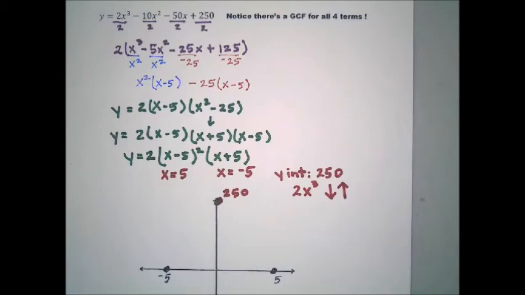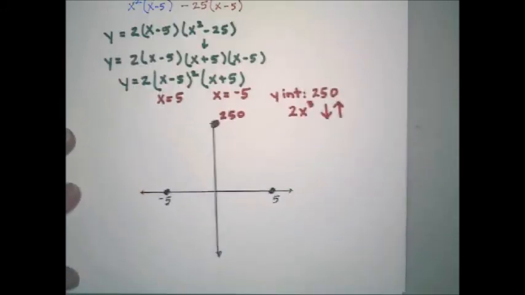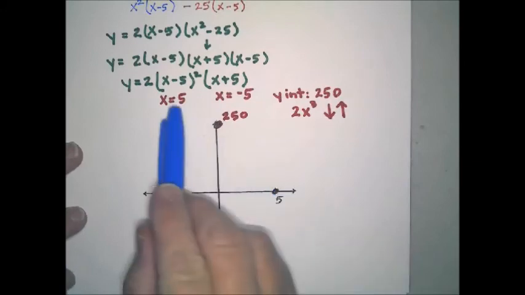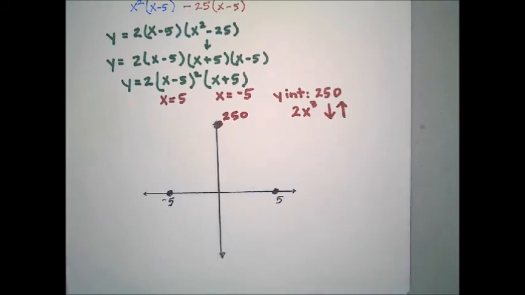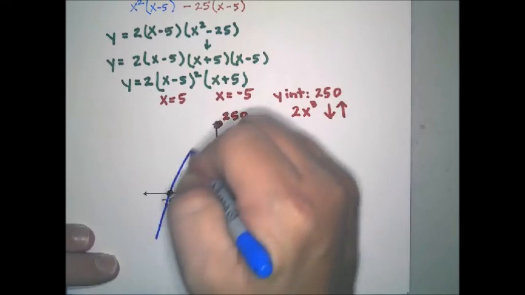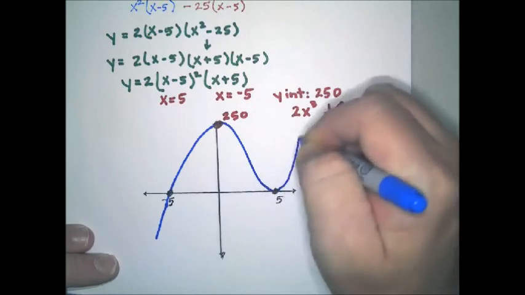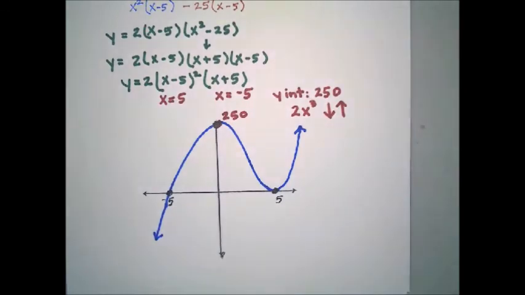Now, with all that information, I should be able to graph this. I'm going to start low. I'm going to pass through -5 on my way up to 250. I'm going to turn around. I'm going to come down and hit +5, but when I hit +5, since it was a multiplicity 2, I'm going to bounce off and go back up, and that's going to create my low to high. So, let's start low. Come up to 250. Turn back around. Hit 5, and go back up. And there is a representation of that graph.